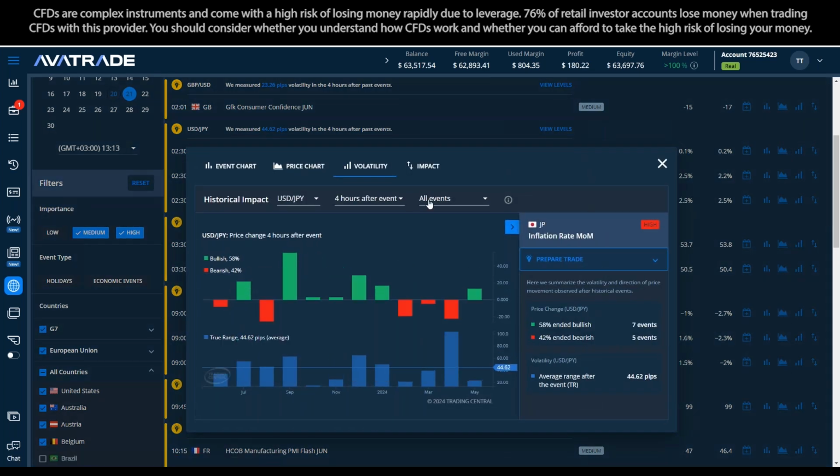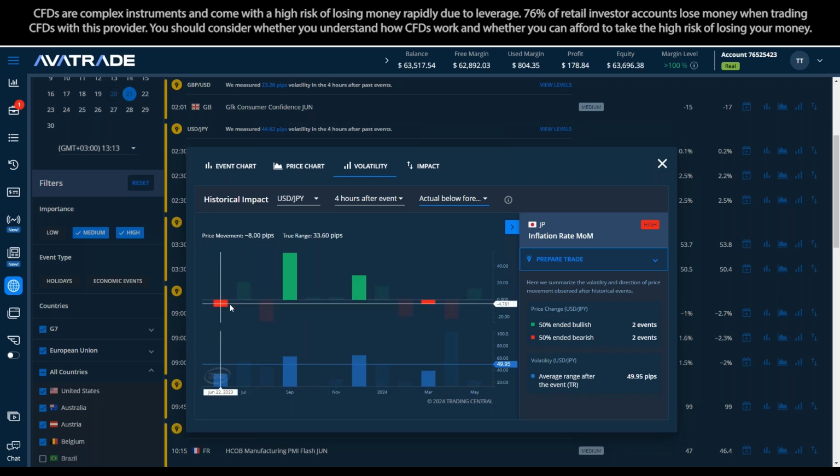So if I click on the tool, I can look 4 hours after the event. If it comes in above forecast, it's almost 50-50 movement. 57 up, 43 down. If it's below forecast, exactly 50-50. 2 up, 2 down. One thing you'll notice is the downward movement was really small, and the upward movement was much larger. We're talking average range movement 50 pips, and the upward movements were between 30 and 50, and the downward movements were less than 5 pips, each of them.